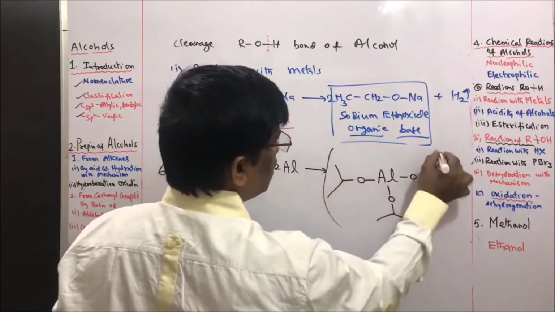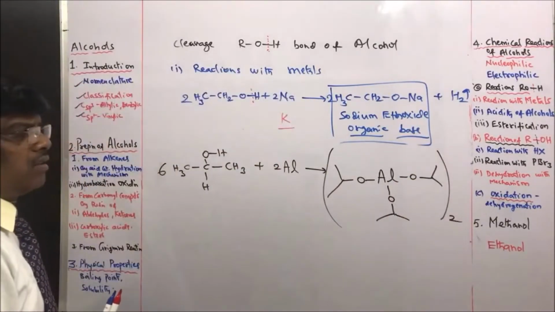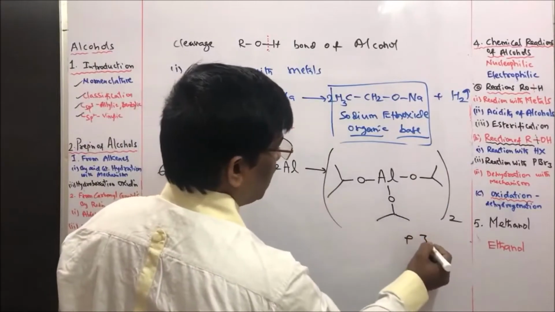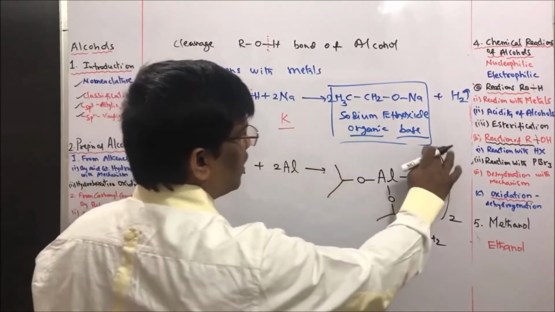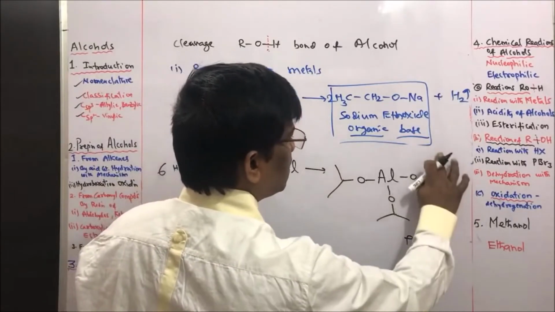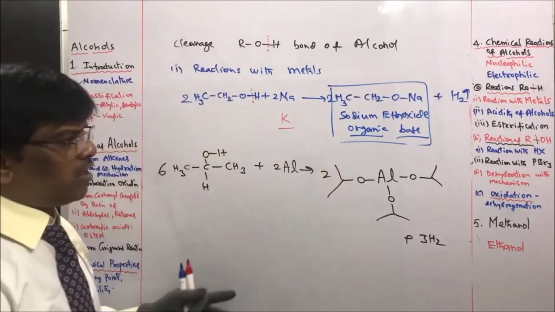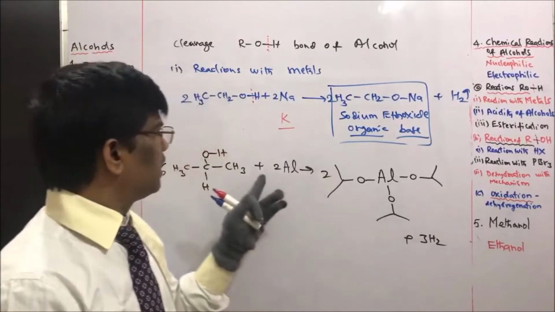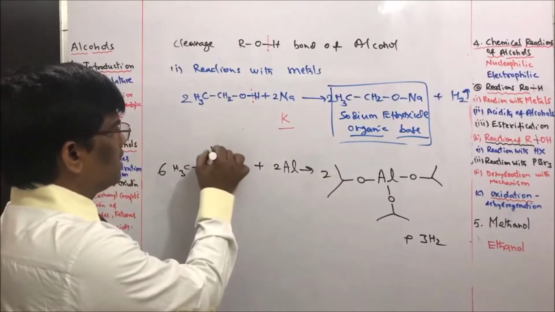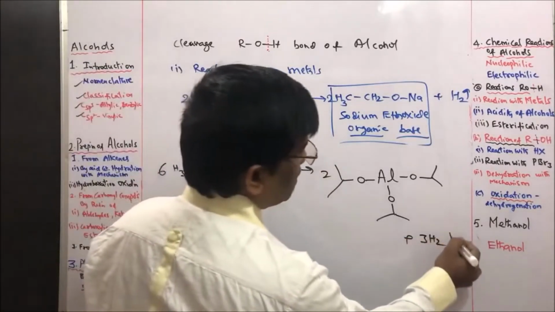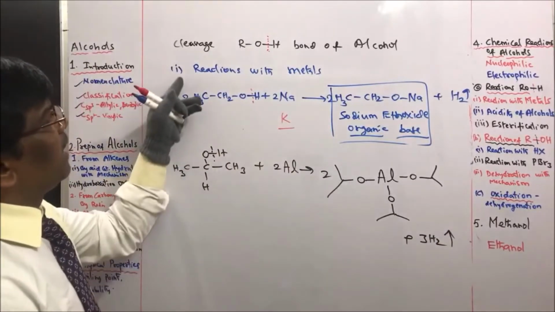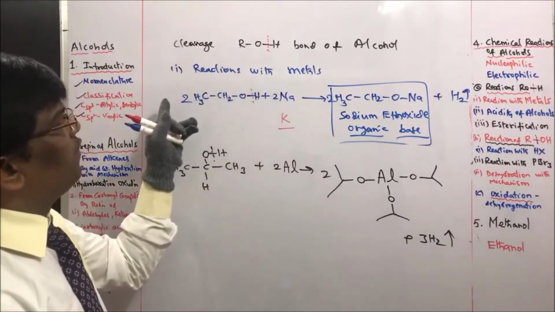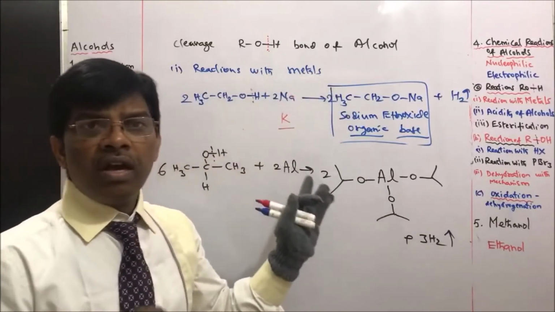So it is going to exist as dimer plus 3 hydrogen, or you can write it like this also. Instead of dimer, you can write 2 moles of aluminium isopropoxide plus 3 moles of hydrogen. These 6 hydrogens are going out as 3 H2s. So this is how you can react alcohols with metals to give reagents.